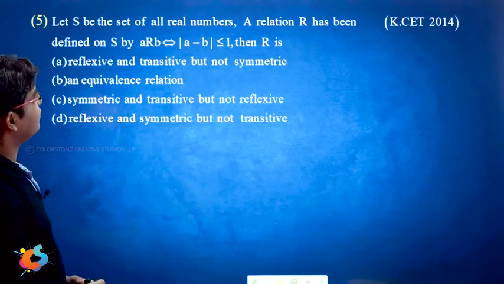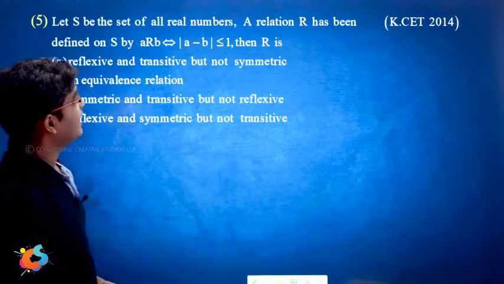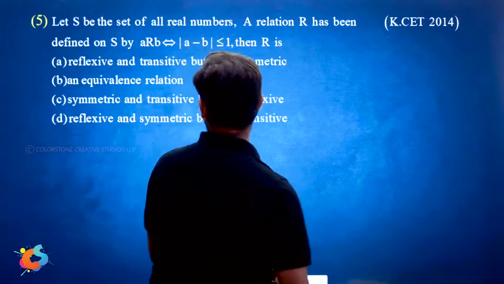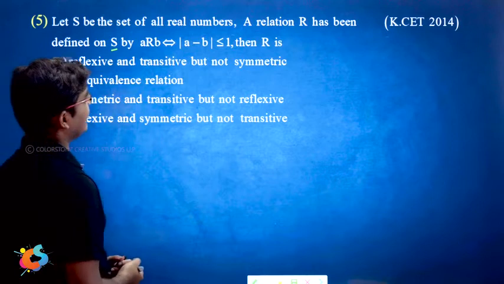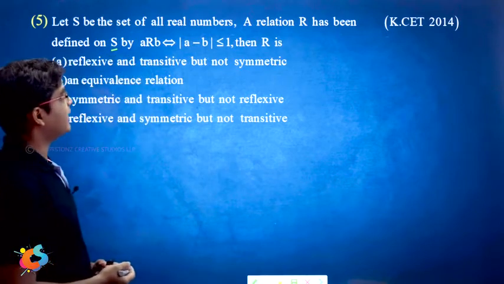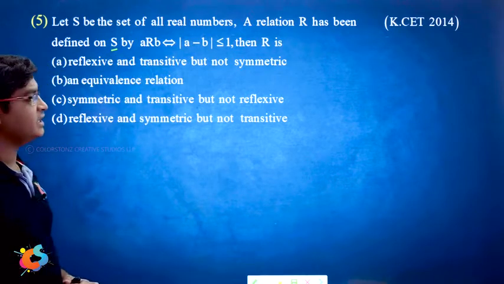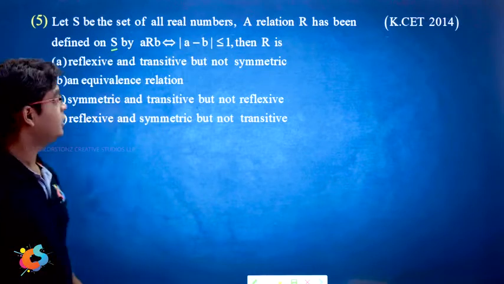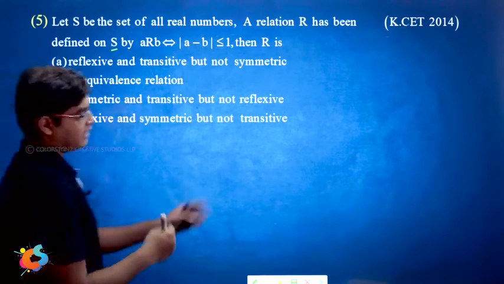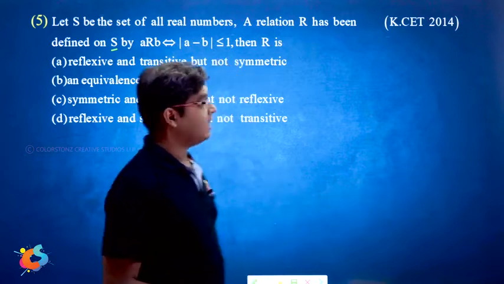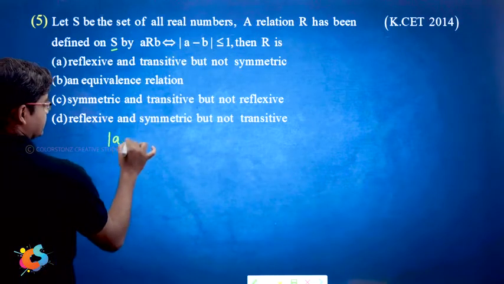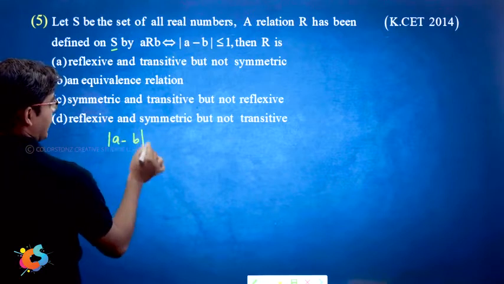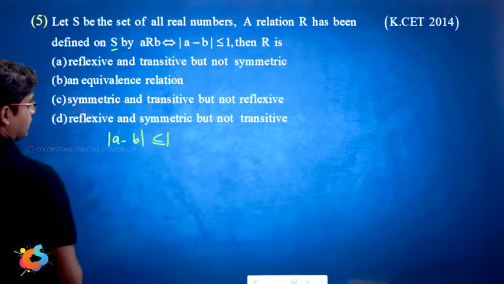Okay, so let us take the next question. Let S be the set of all real numbers, and a relation R has been defined on S as A R B if and only if the modulus of A minus B is less than or equal to 1. So we are mapping from the real number set to the real number set, and A will be related to B if the magnitude of the difference is less than or equal to 1.